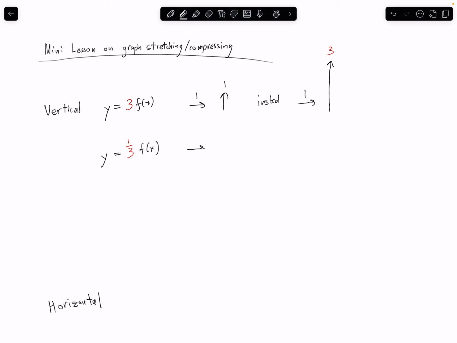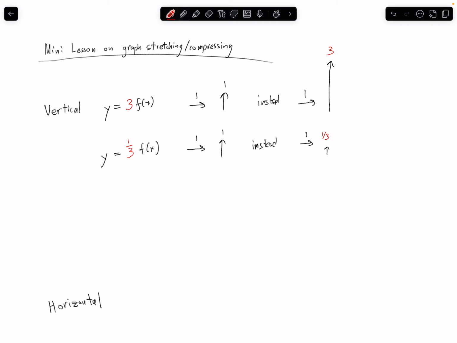Now if you're compressing, let's say I go out by 1 and I go up by 1. Instead of doing that, if you have a compression, you're going to still go out by the same amount, but you're going to go up by a third of that. So instead of going up by 1, you go up by 1/3.